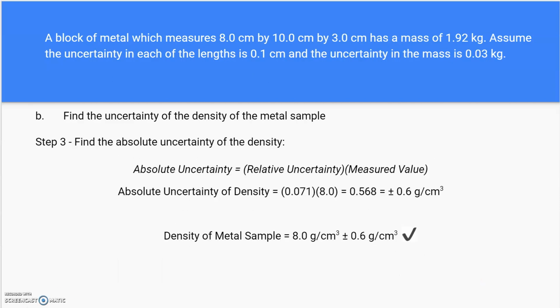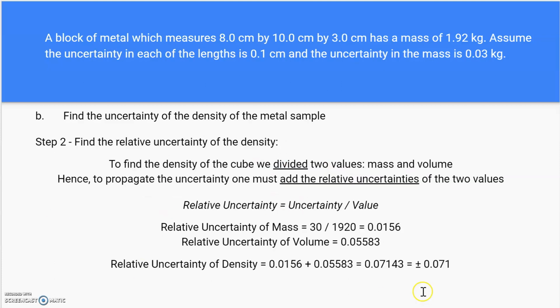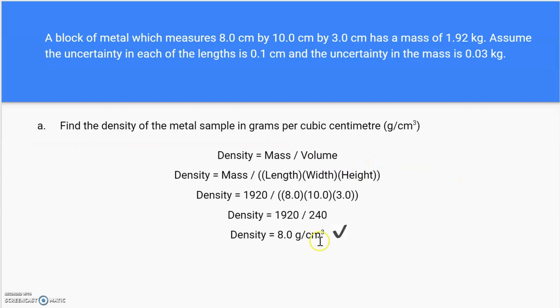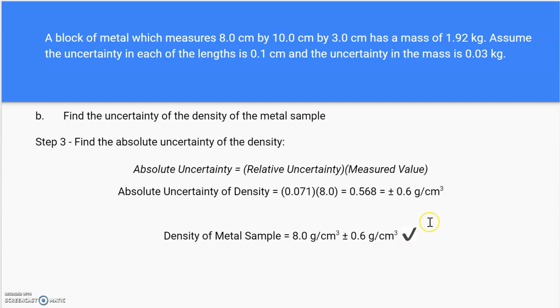Now, let's go to step 3. Now that we have the relative uncertainty of density, we're able to find the absolute uncertainty of the density, which is what we actually want. Recall that absolute uncertainty is relative uncertainty times the measured value. So, we have that relative uncertainty of density, which we calculated here. It's 0.071. We plug that in, and we have our measured value, which we calculated in part A, which is 8.0, and we plug that in to the measured value variable. We get in the end that the absolute uncertainty of the density is 0.568.